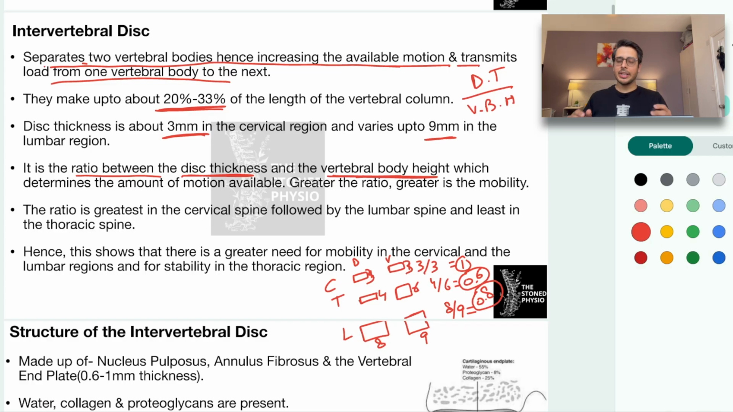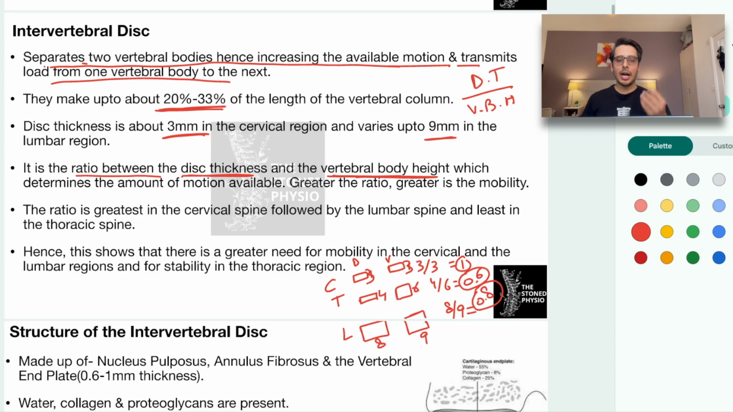Mind you, it's not the whole vertebra, it's only the height of the vertebral body. As we discussed in the previous video, the vertebral body is the front section of the vertebra, and the posterior structures, we talked about the transverse processes and the spinous process and other structures as well.